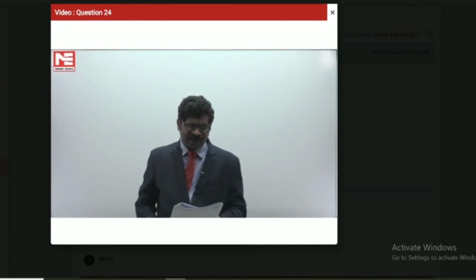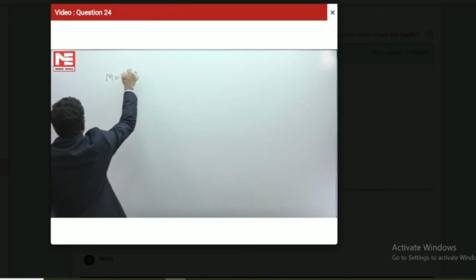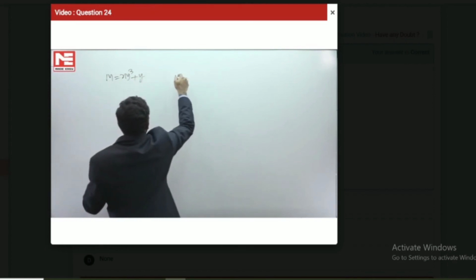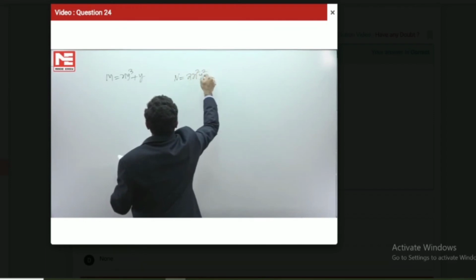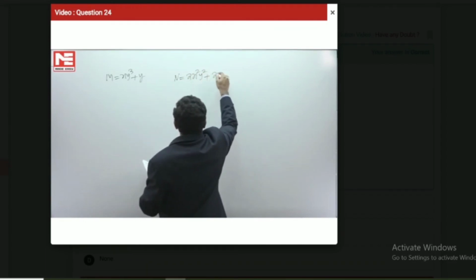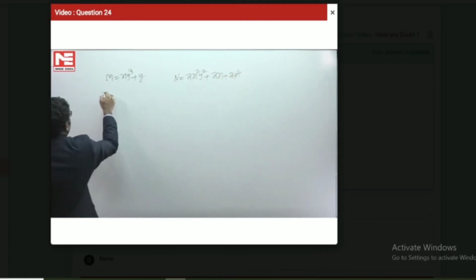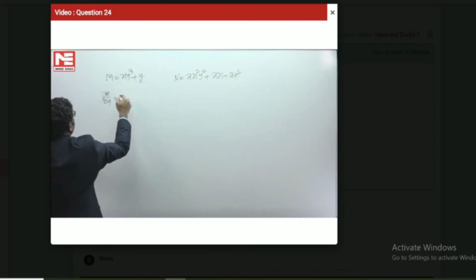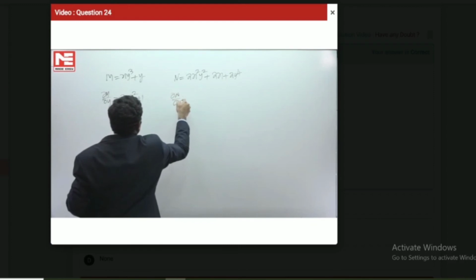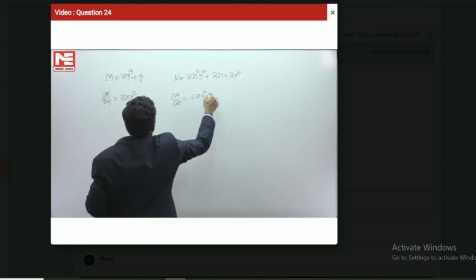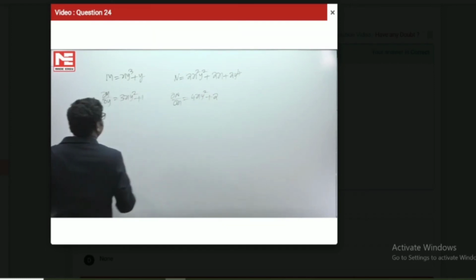In this problem, we have to find the integrating factor of the differential equation. M is xy cube plus y. N is 2x square y square plus 2x plus 2y power 4. Now, del M by del y is 3xy square plus 1. Del N by del x is 4xy square plus 2.